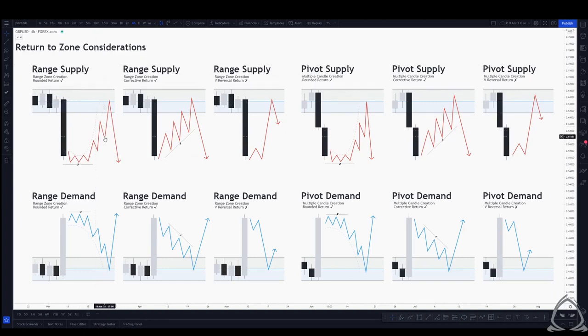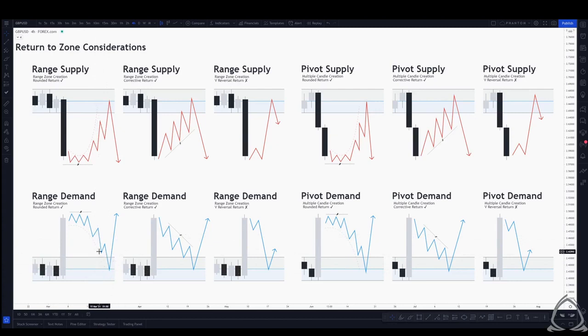If we're looking at the rounded return, what we end up seeing is price very slowly rounding out into that supply zone. And more often than not, we see liquidity being built on the downside and on the slope or return back in. We'll touch on liquidity in a later section, but just keep that in mind as we progress. We can see that again in the demand section, where we have this rounded return where price slowly rounds back into the demand zone.